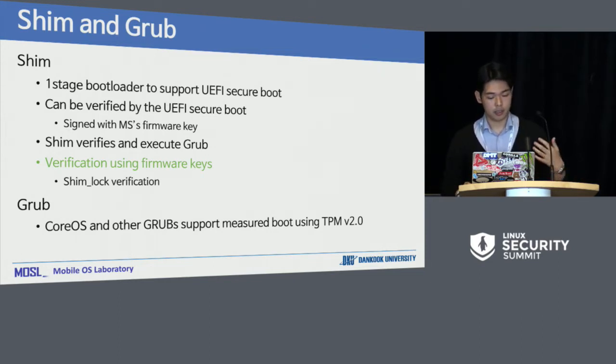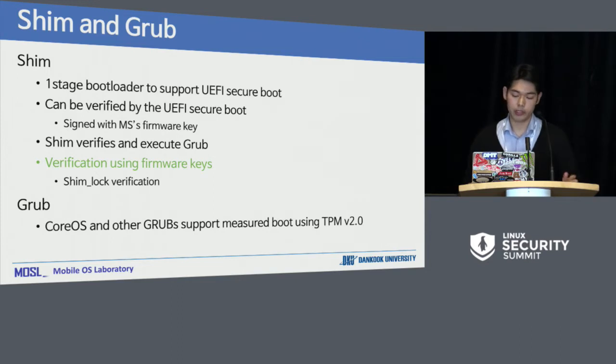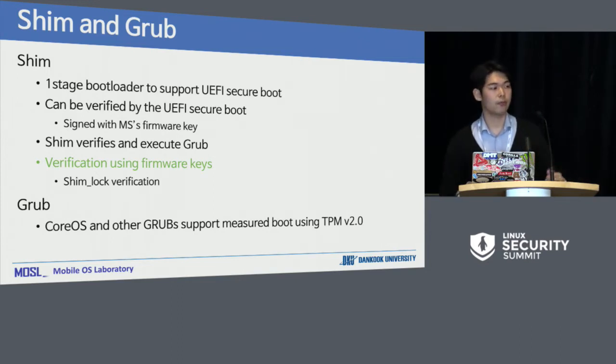The fun thing about the shimlock verification is that it uses the public keys stored in the firmware database, just like UEFI secure boot. And we use them to verify signatures of our executed binaries. And also, we use a modified grub from the CoreOS branch, since it well supports TPM2 and TPM2 integrity measurements.